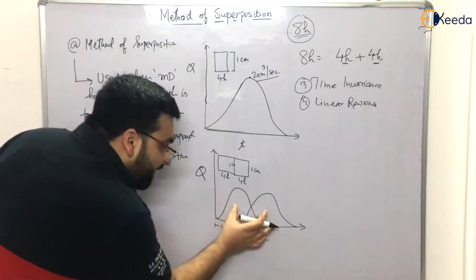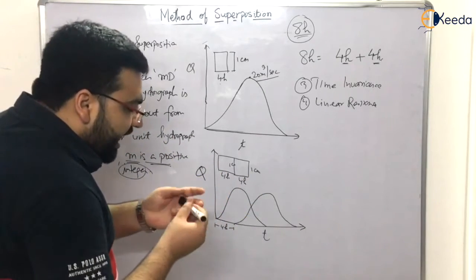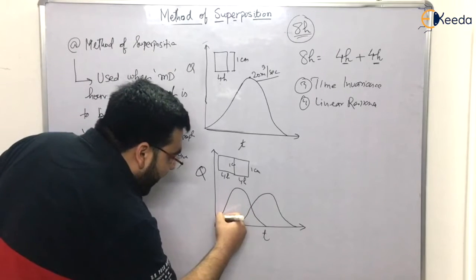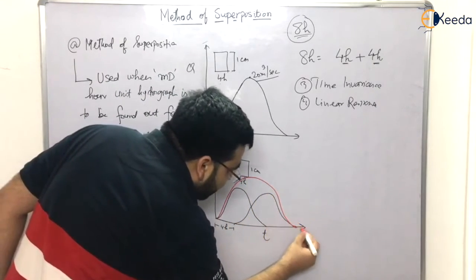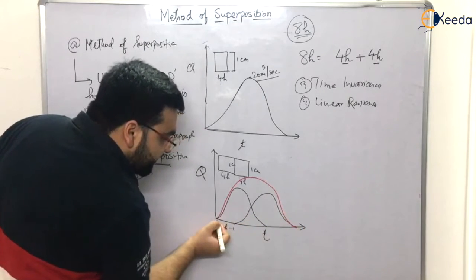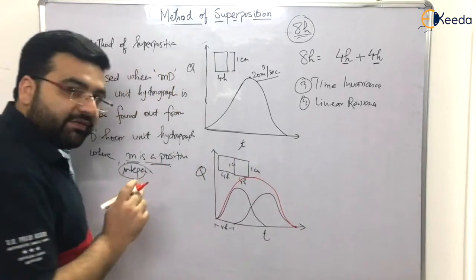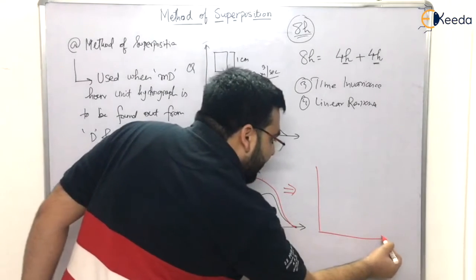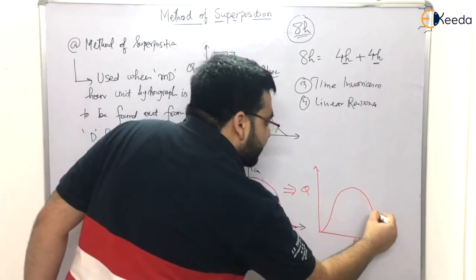But now, if you have superimposed this, if you add the ordinates, the resultant hydrograph will be like this. Now, let me draw the resultant hydrograph. So the resultant hydrograph would be like this. This will be the resultant hydrograph. Clear? After some time, it will be the same. It will start from the same base and end at the same base. So this is the resultant hydrograph, right? This is your discharge, this is your time, so this is the resultant hydrograph.